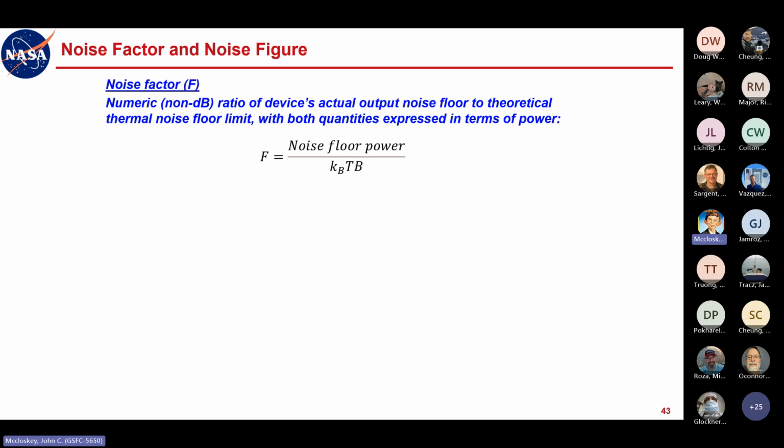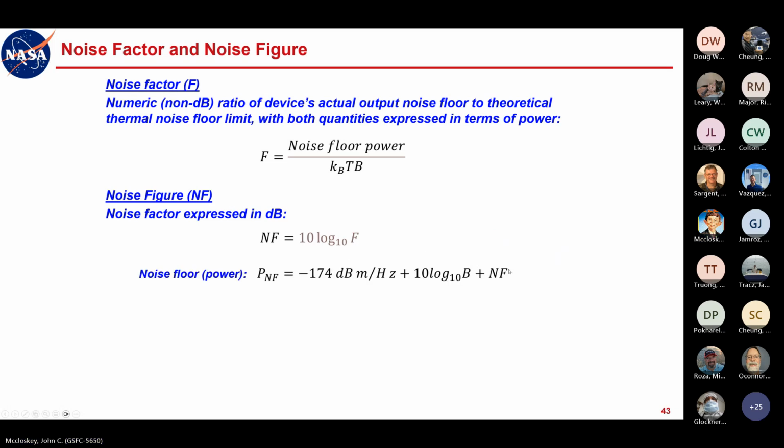So noise factor is just, first looking at it as a numeric quantity, simply the ratio of a device's actual output noise floor to the theoretical thermal noise floor limit, that kTB number that we talked about, okay? And both quantities are expressed in terms of power. So the noise figure, which is what we more typically use, is just this noise factor expressed in dB, so just 10 times the log of the noise factor.